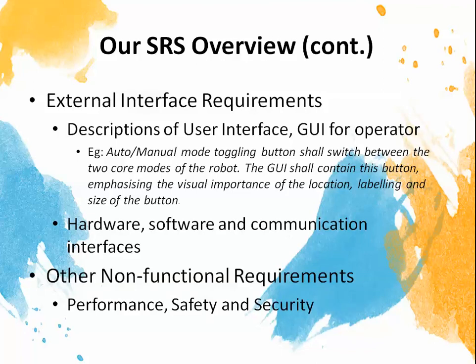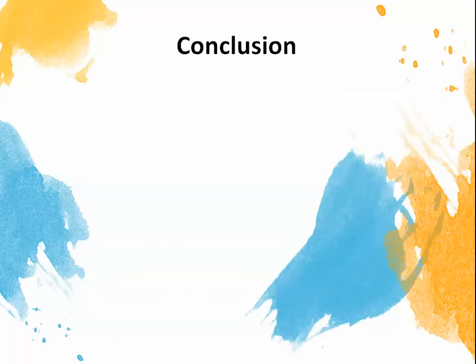And the last section of the whole SRS is other non-functional requirements. Basically, these are the system requirements as a whole, highlighting items such as system performance, safety and security measures, and also limitations.